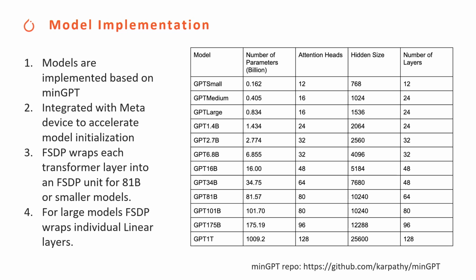We tested these features using the min-GPT models with model sizes ranging from 100 million parameters all the way up to trillion parameters. We also integrated with meta-device to accelerate model initialization. Using FSDP, we wrapped each transformer layer into FSDP units for models below 81 billion parameters. For larger models, FSDP wrapped each individual linear layer to further reduce the peak memory consumption.